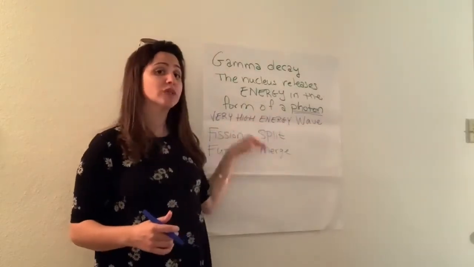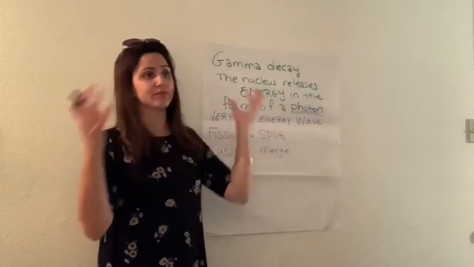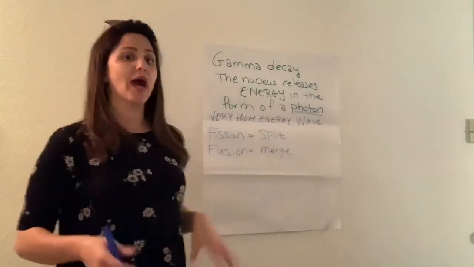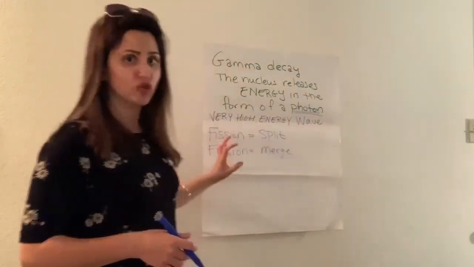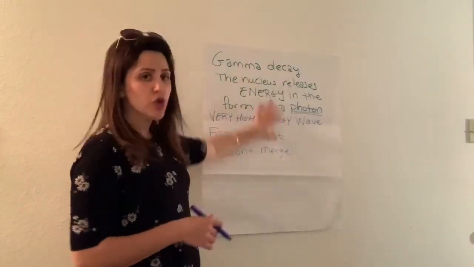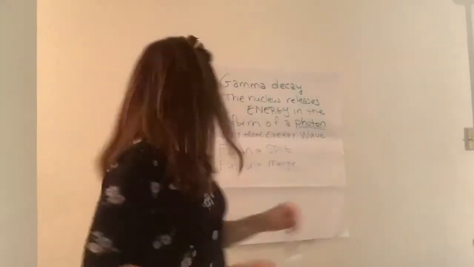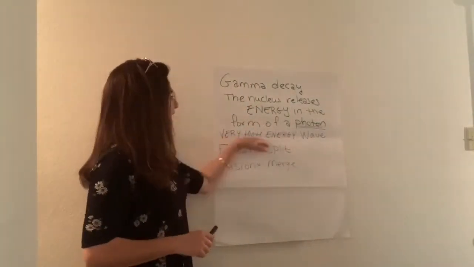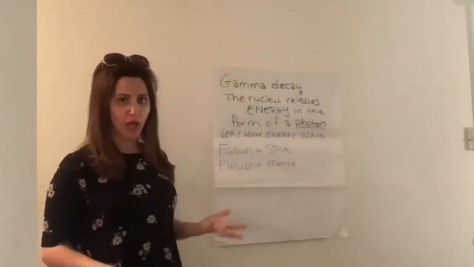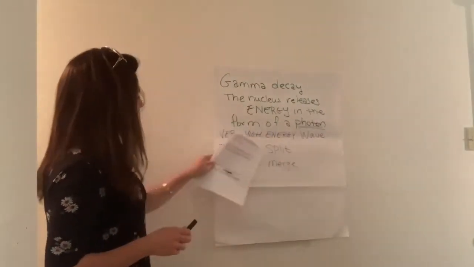These are two different types of nuclear radioactivity: either nuclear fission or nuclear fusion. What we've been discussing up to this point has always been nuclear fission, including gamma radiation. What's going to end up happening is that a very high energy wave known as a photon is going to be released. So we talk about this high energy wave.